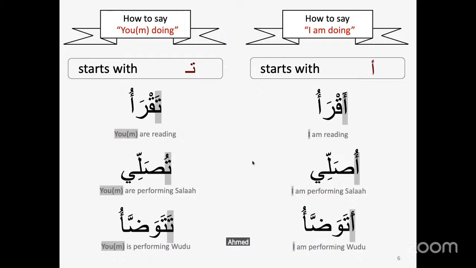أحمد يقرأ القرآن. فاطمة تقرأ القرآن. أنا أقرأ القرآن. I'm reading Quran. And you can say أنت تقرأ القرآن, you are reading Quran. Okay, good, excellent. Everyone fine so far, right? How are you feeling about these verbs so far? Does it make sense? Good so far?